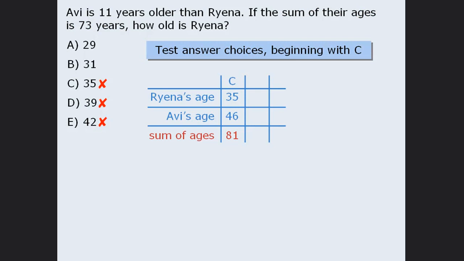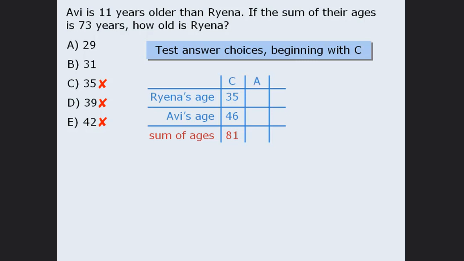At this point, which answer choice should we test next? Well, it does not matter which one we test next, because we are only going to test one more answer choice. If we test answer choice A and it works, then we have found the correct answer. If we test answer choice A and it does not work, then we will know that answer choice B must be the correct answer, and we will select it and move on.